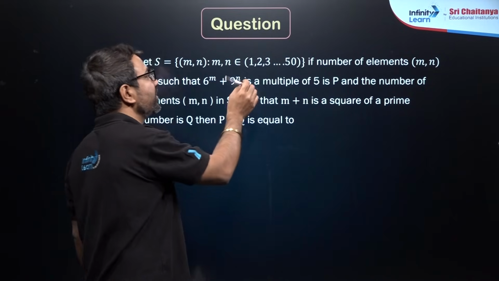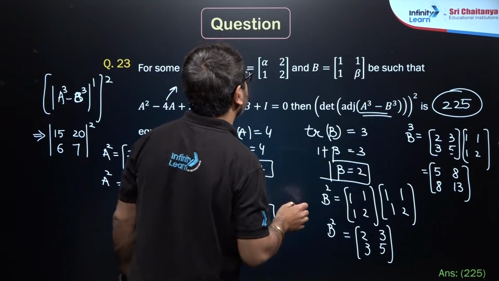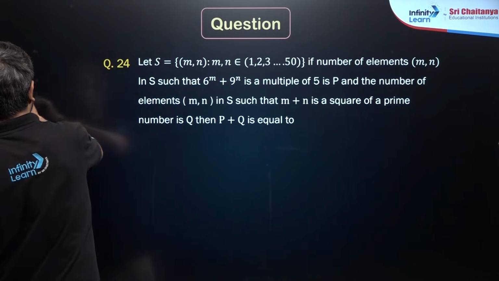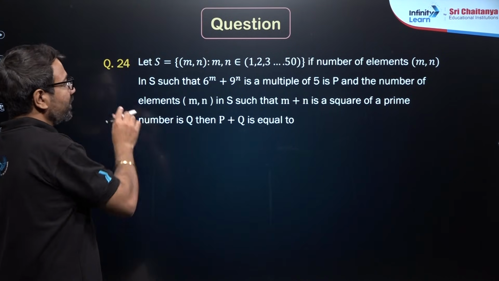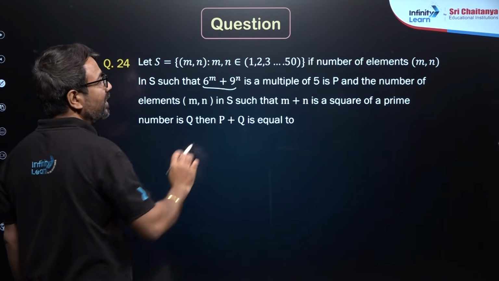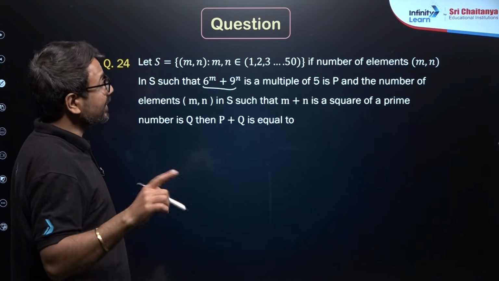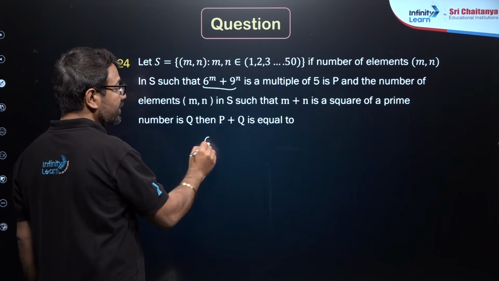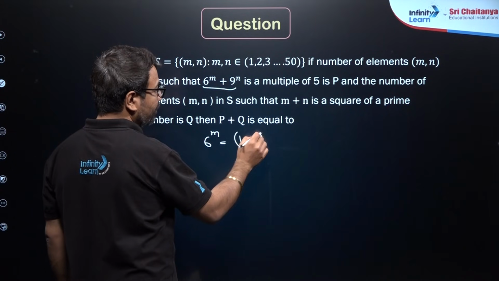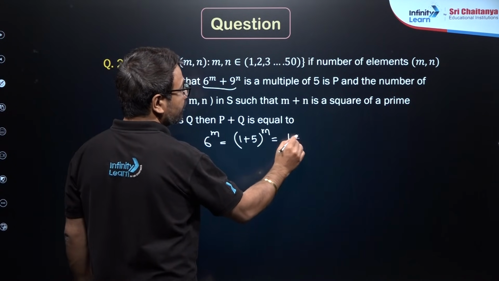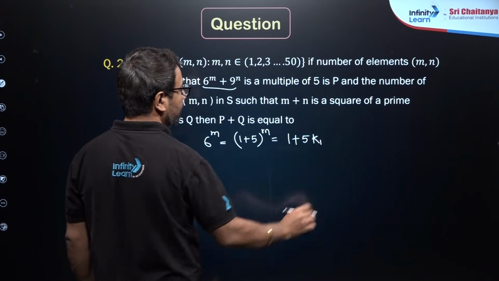This m comma n has been brought up from 1 to 50 only. So over here, my dear students, if the number of elements of the ordered pair in S such that 6 raised to the power m plus 9 raised to the power n is a multiple of 5. So 6 raised to the power m can be written as (1 plus 5) raised to the power m. So this is 1 plus 5k1, let's say.